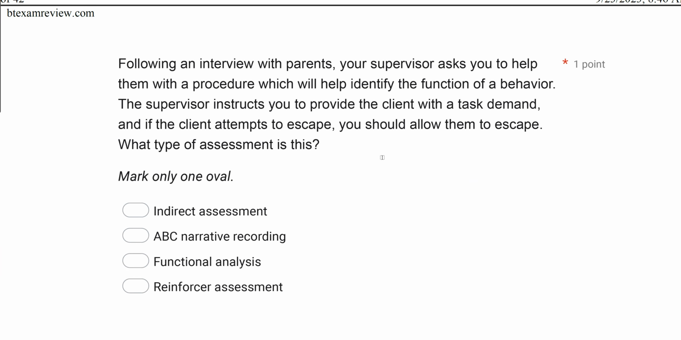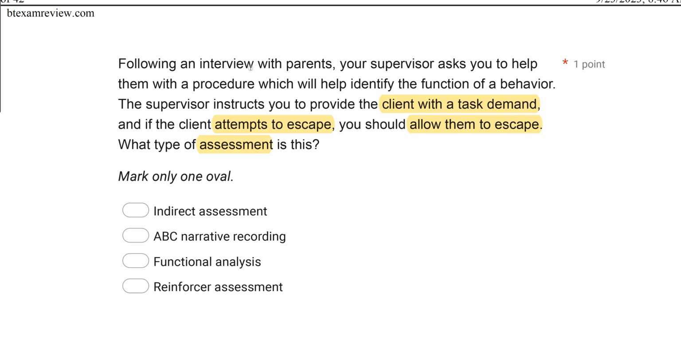Following an interview with parents, your supervisor asks you to help them with a procedure which will help identify the function of a behavior. The supervisor instructs you to provide the client with a task demand, and if the client attempts to escape, you should allow them to escape. What type of assessment is this? Now, this is interesting, right? We're looking at the type of assessment, and in this case, you're told to give the client a task demand. If the client attempts to escape, you're actually supposed to allow them to escape, essentially reinforcing the behavior. That's kind of an issue, right? Except in this particular assessment.